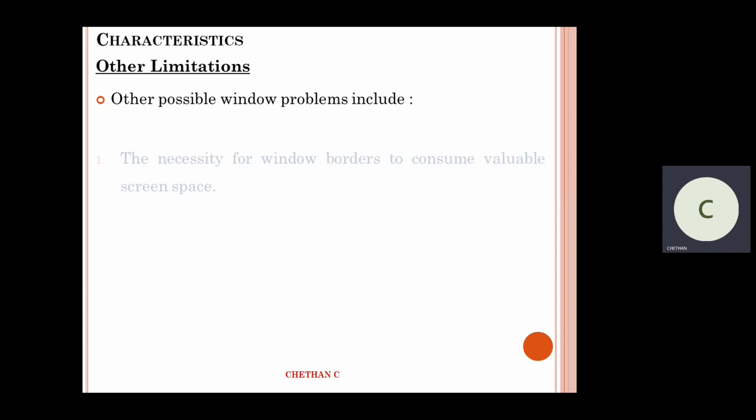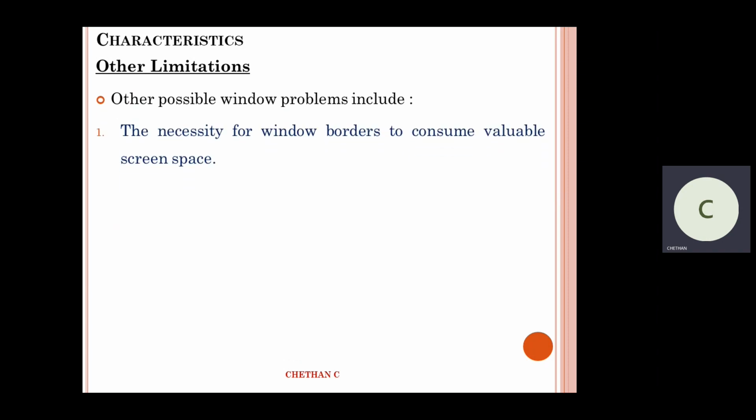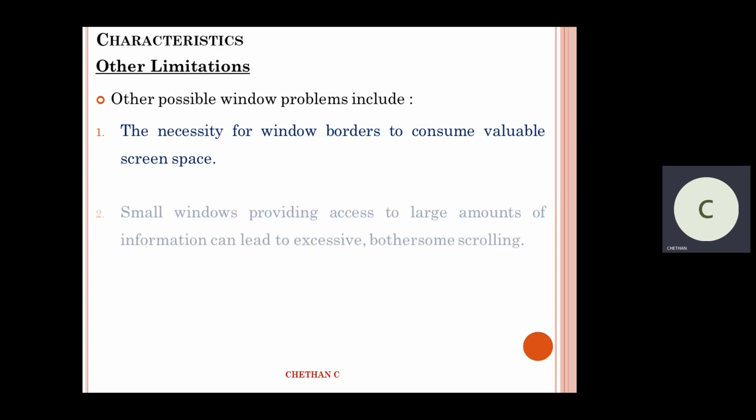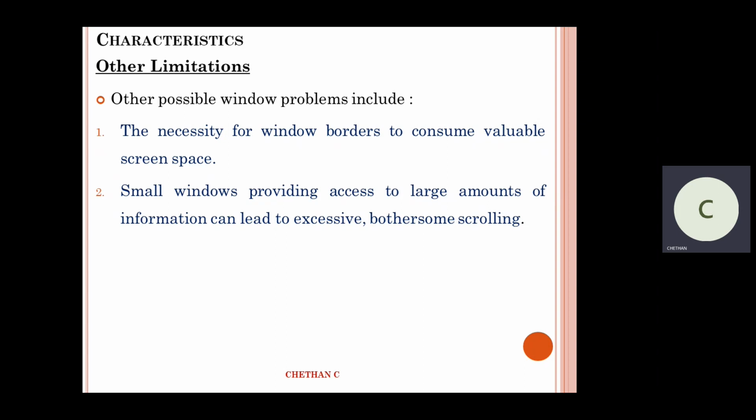What are the other limitations? The other possible problems are the necessity for window borders to consume valuable screen space, and small windows that provide large amounts of information can lead to excessive, bothersome scrolling. We have seen this, right? If the window opens very small, you need to keep on scrolling because the space is very little. If the screen is big, you can read it like this. If the screen is small, you have to go through like this, which requires scrolling. So it's bothersome scrolling.